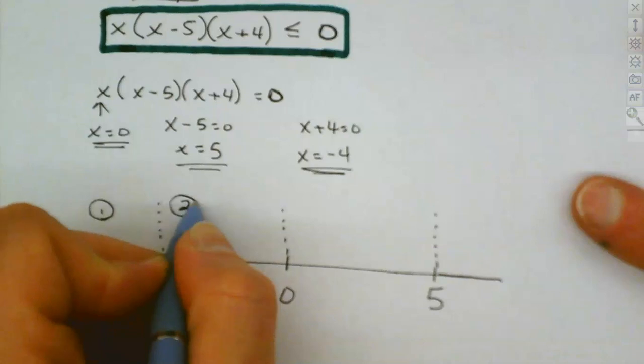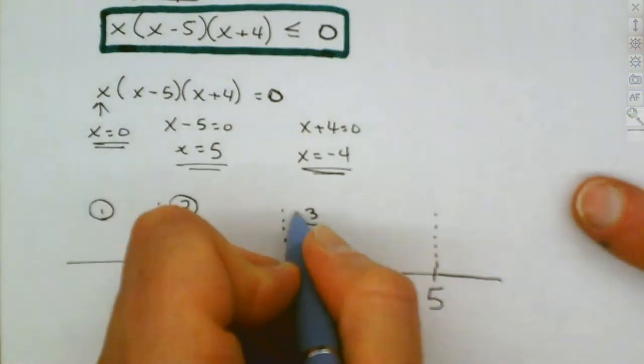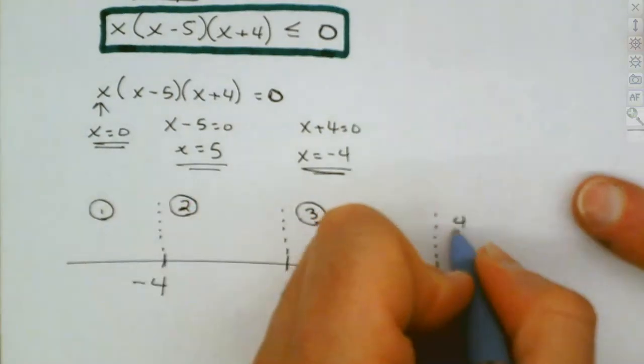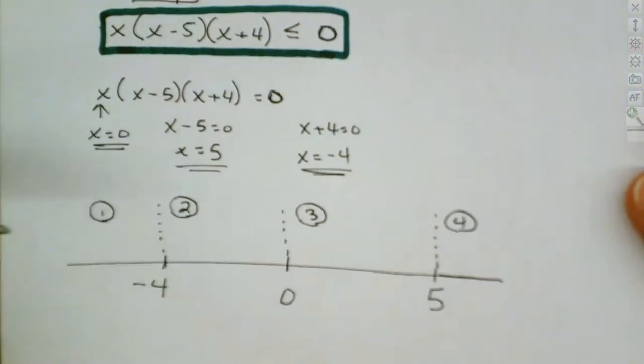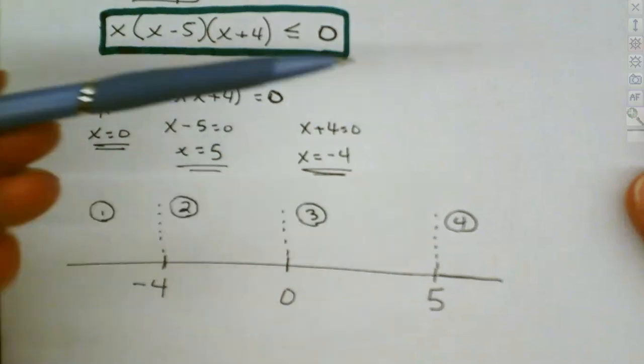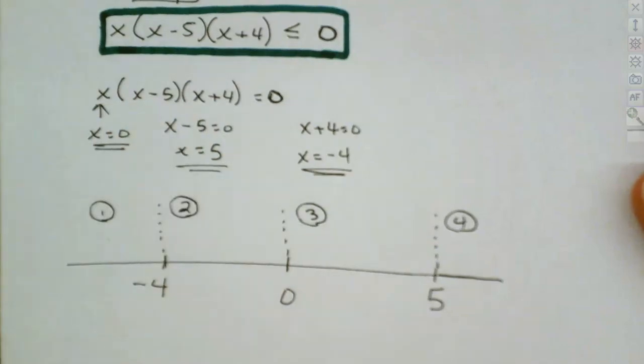And if I've got 3 critical points, then I have one more region. So in this case, I've got 4 regions. Think about a loaf of bread. If you slice it 3 places, that gives you 1, 2, 3, 4 sections, right? 4 pieces of bread if you slice it 3 times. So we need to pick a number that's in each region, and we're going to check to see if it's true or false.